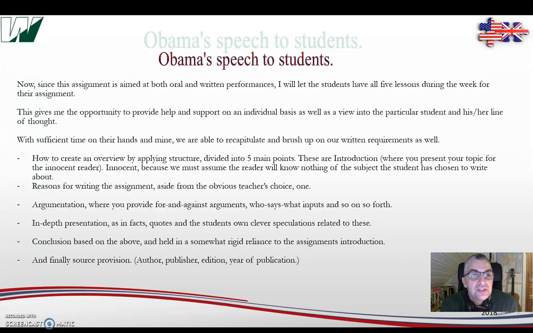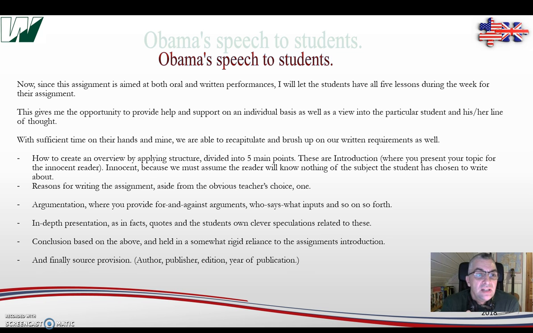Okay. With sufficient time on their hands and mine, we're able to recapitulate and brush up on our written requirements as well. That means that you can go a little bit more into detail, basically, with sufficient time, and be sure that your intention with the project resonates within the students' minds, right?